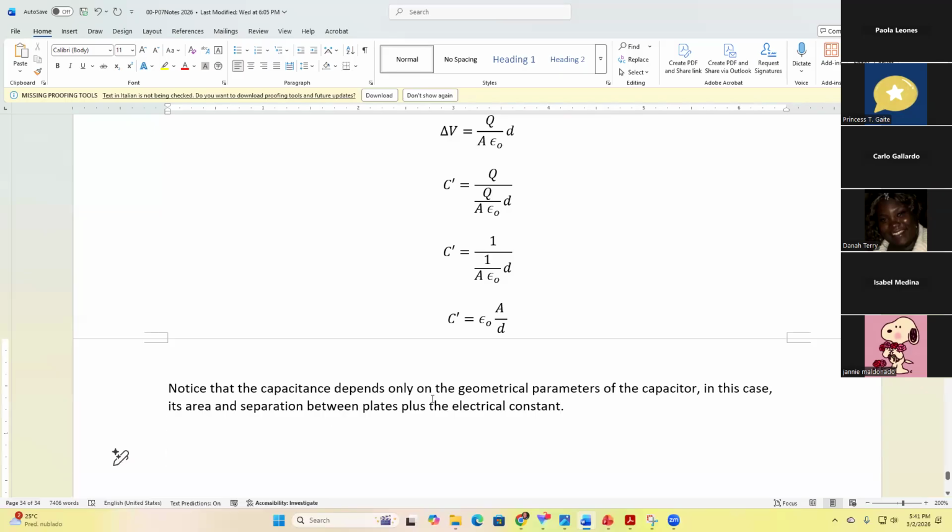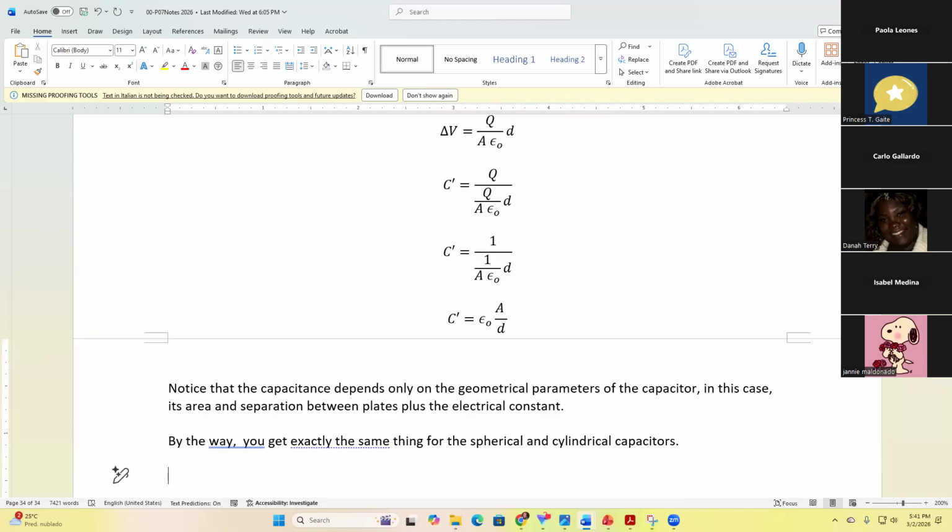Plus the electrical constant. And by the way, you get exactly the same thing for the spherical and cylindrical capacitors. You get exactly the same thing for the spherical and cylindrical capacitors.